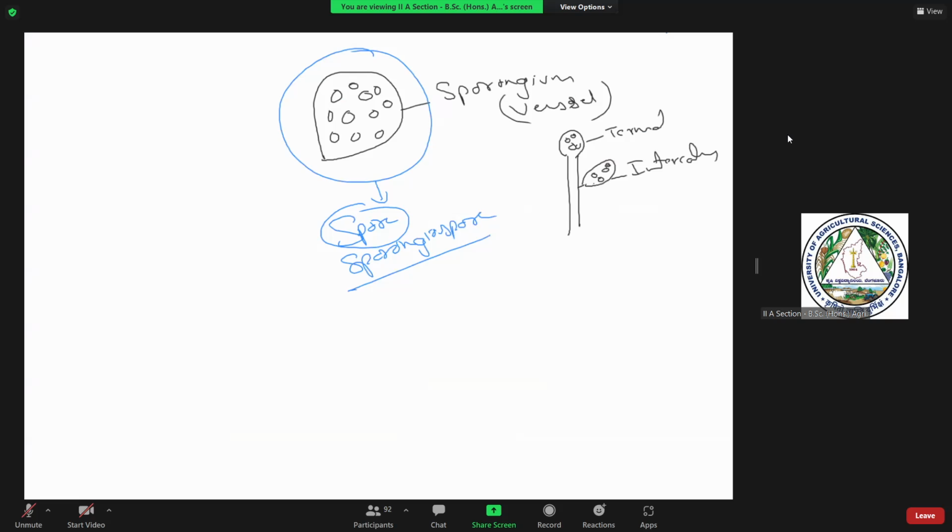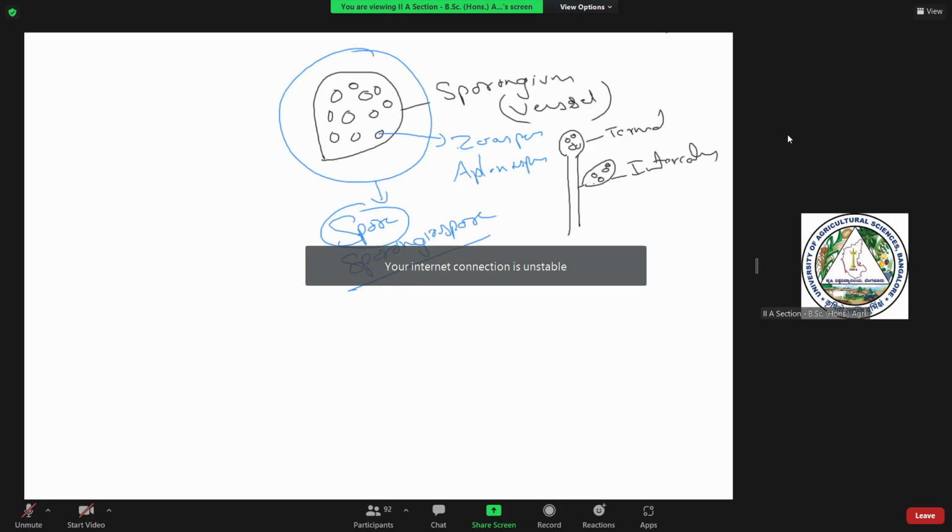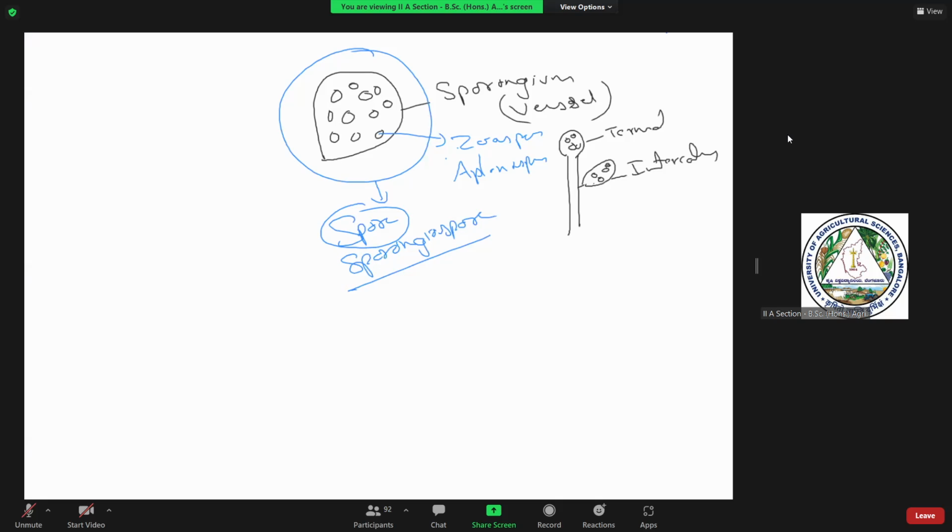Or aplanospores. Or, so if it is motile, again make a note. Again, if it is motile, it is a zoospore. If it is non-motile, it is called as aplanospores. Zoo refers to animals.